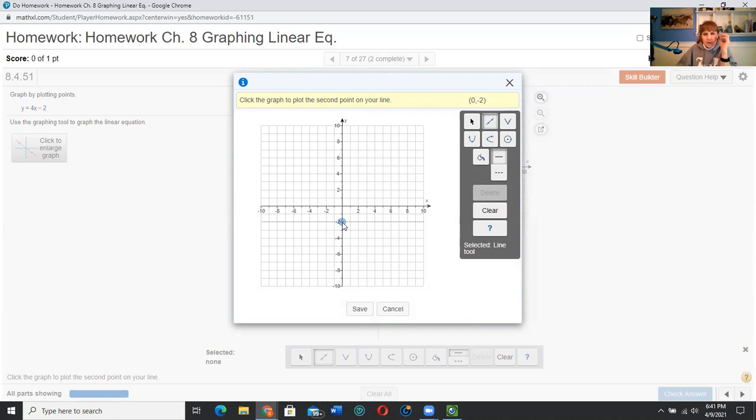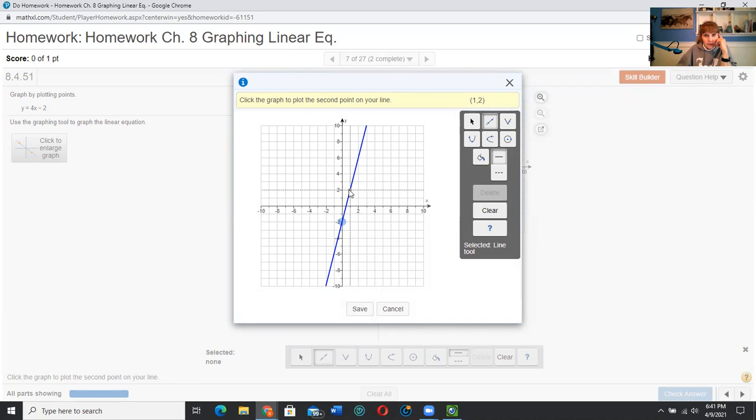I'm going to go up. So you do need that bottom 1 because that tells you to go to the right. If you have a whole number like 4, put it 4 over 1. If you had a 5x, 5 over 1. We'll go up 4 from our negative 2. So 1, 2, 3, 4, and to the right 1. Don't forget to go to the right 1.